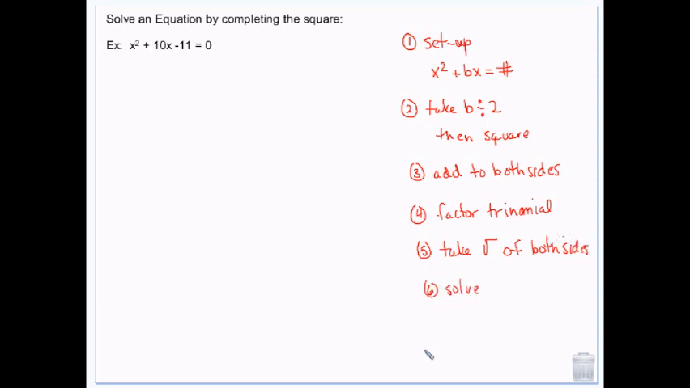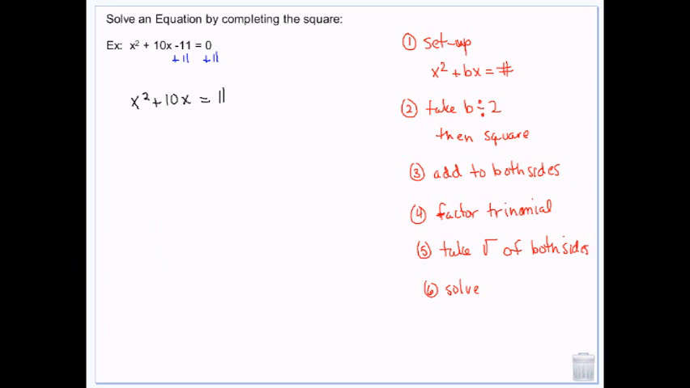And then you solve. Okay, so that looks like a lot. It's not that bad when you actually do it. So I'll give you time to write down the steps. All right, so the first thing we want to do is set it equal to, so it's x squared plus bx equals some number. So to do that, I'm going to add 11 to both sides to get the x's alone. So I'm going to have x squared plus 10x equals 11.